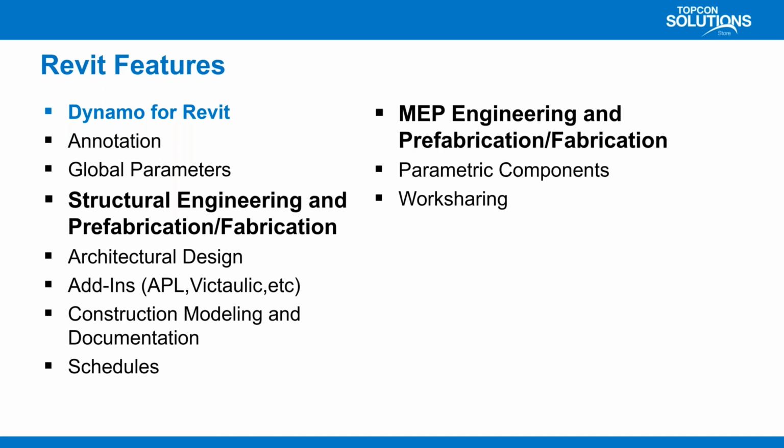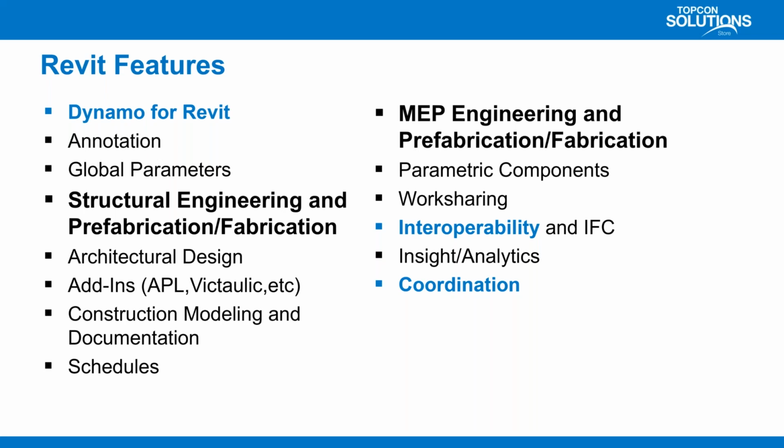We do have, kind of earlier, as I said, parametric components, so everything knows what it is. Awesome work sharing capabilities, interoperability, and IFC. So I highlighted interoperability because I also feel like this is a huge key feature for Revit. The fact that we can kind of share this data and coordinate as much as we need to. It does give us awesome insight and analytics. Model coordination, I keep saying that. That's kind of one of my buzzwords today, right? It is huge for coordination.